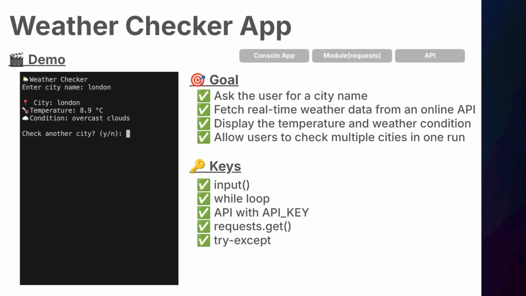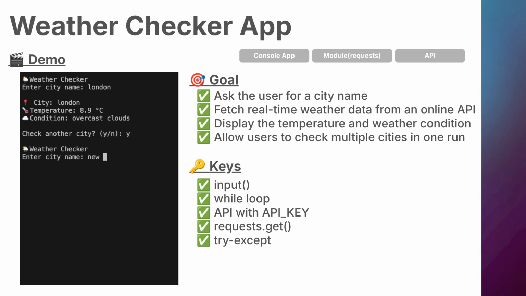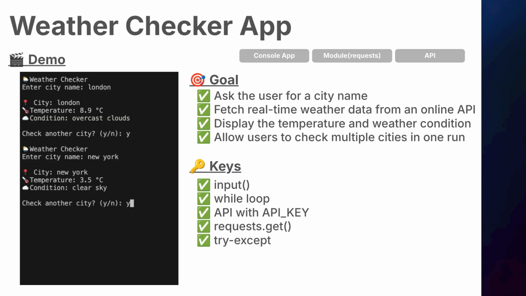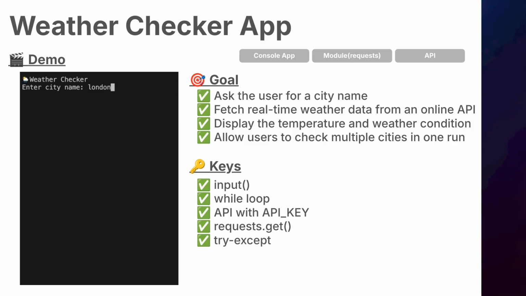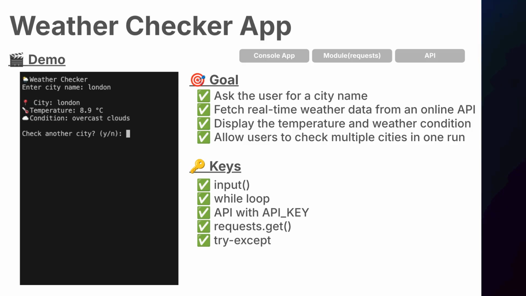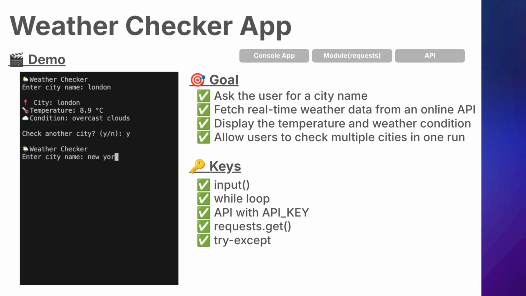Now let's zoom in on what we're actually going to build. The goal of this app is simple and practical. The program asks the user to type in a city name, connects to an online weather service, and then shows the current temperature and weather condition. Instead of working with fake data or hard-coded values, you'll be working with real-time information, just like professional applications do.